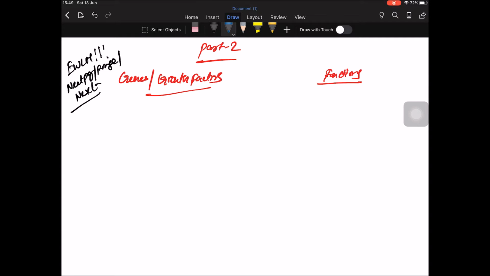So today we are going to see part 2 of genes and growth factors and their function, which is very important in NEET or NExT or FMG, under the topic of embryogenesis. Today we'll see the top 5 important genes and growth factors and their function. The first one is Mullerian inhibiting factor.